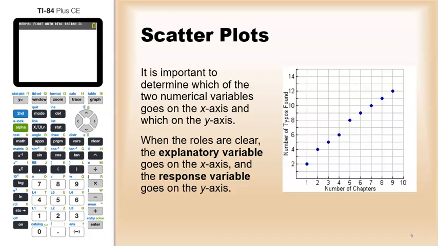Now, while mathematically it really makes no difference in terms of which variable you put for the x values and which variable you put for the y values, statistically, we want the y values to be the variable that you want to predict, and the x values to be the variable that explains those y values. So when the roles are clear, the explanatory variable goes on the x-axis, and the response variable will go on the y-axis.